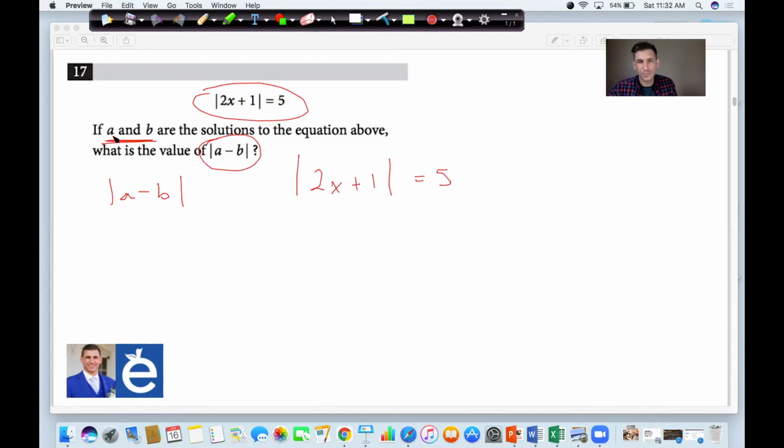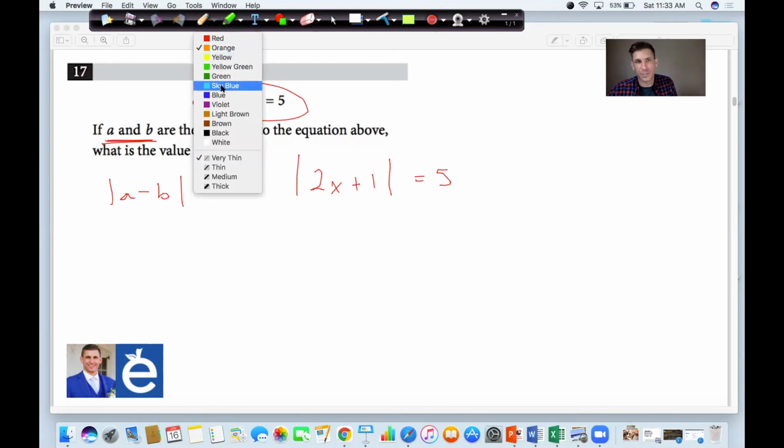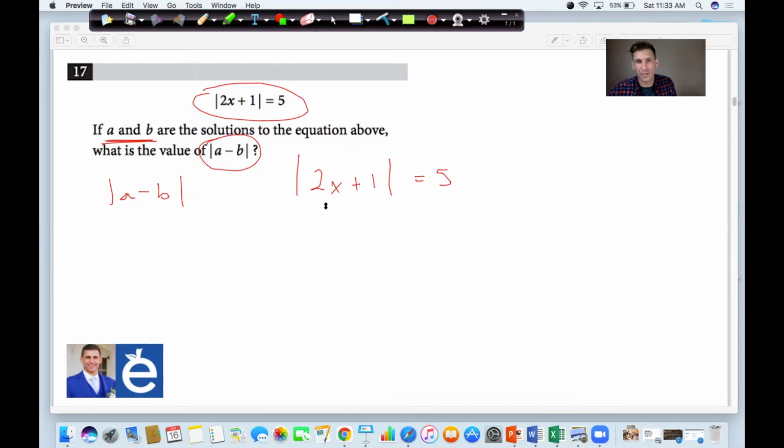So, to tell you the truth, I think it says, what is the value of a minus b? I think the answer is actually going to be 5 because of just how absolute values work. But regardless, what you want to be able to do is solve this, and you want to solve it by breaking it down into your two absolute value equations.